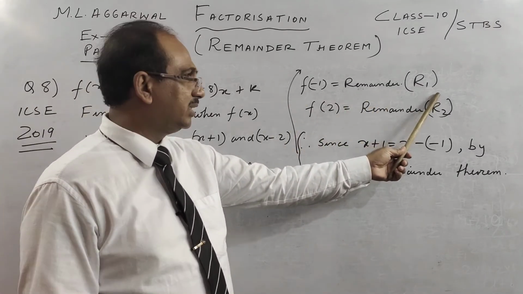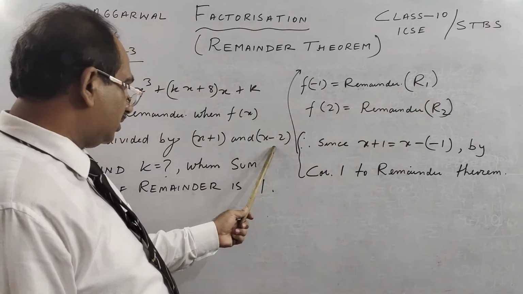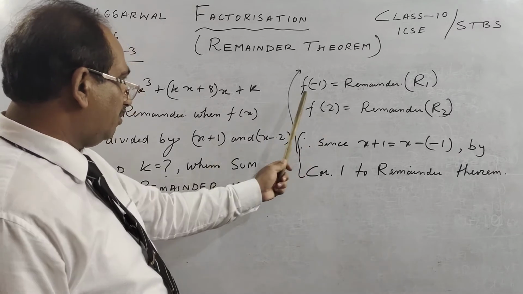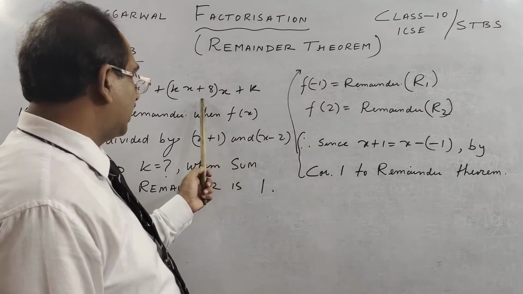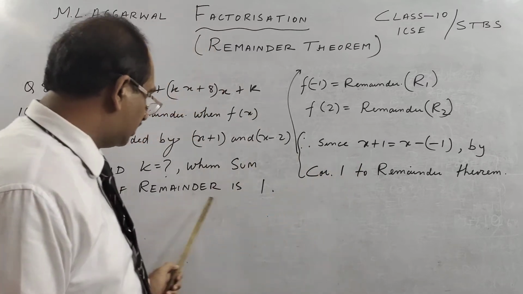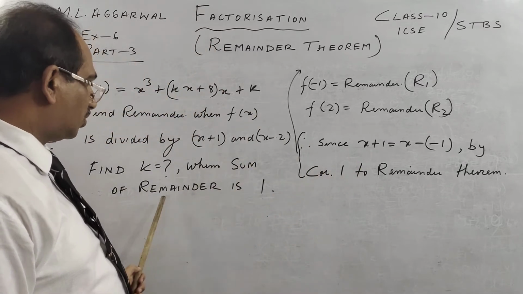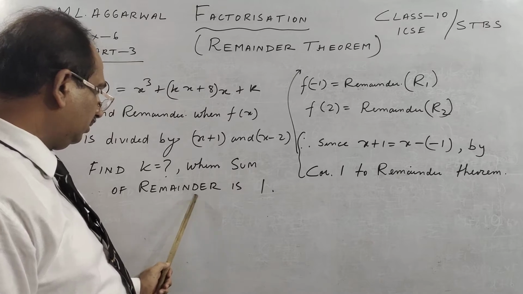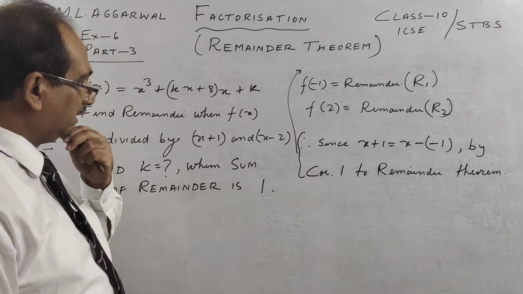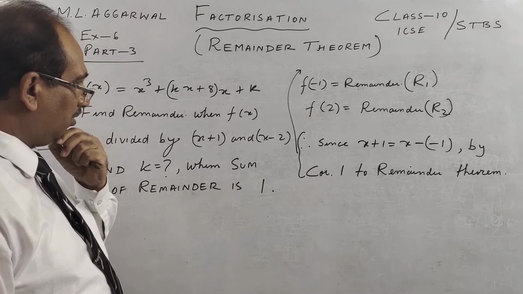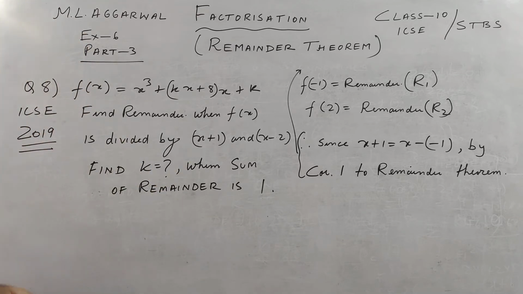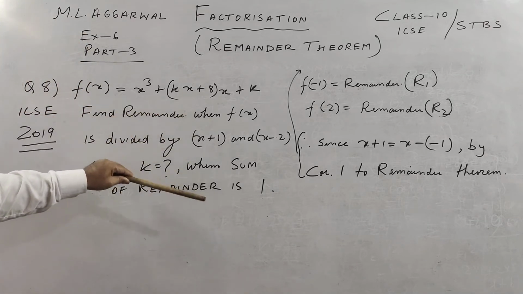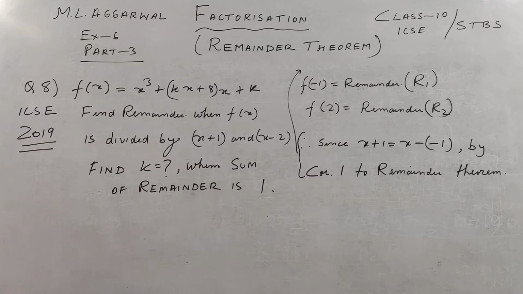I am just calling it R1 from my side. And if you put f(2), because it is minus 2, I take 2, and plus 1, I make it minus 1. So both remainders I'll get in terms of k. Then finally you will see their sum is 1. So I will put the sum of both remainders equal to 1 and I will get the value of k. So please pause the video and copy. This part I will rub so that I have more space to solve this question. So please pause and copy.